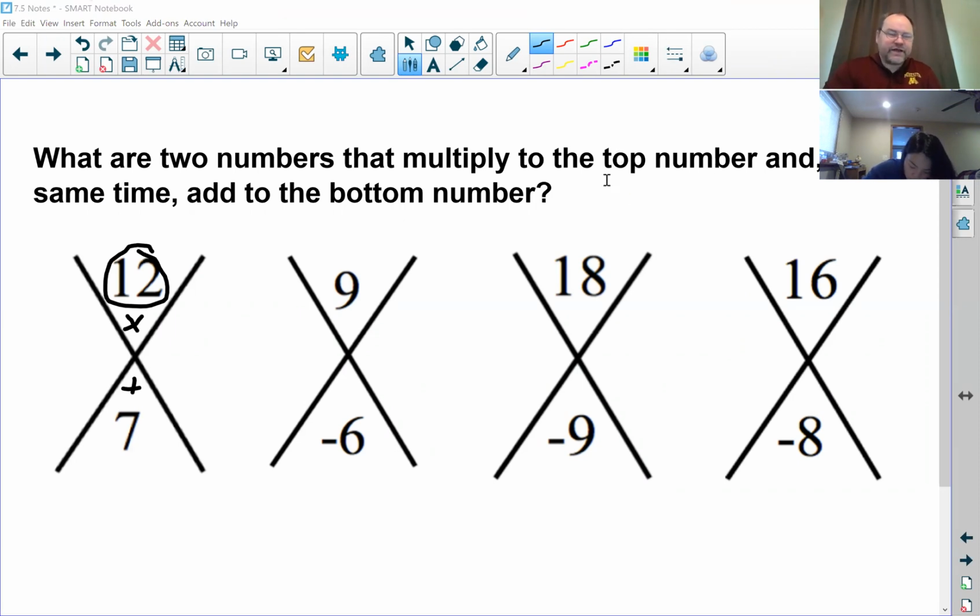All right, exactly. 3 and 4. And again, just to reiterate, it doesn't matter which side you put the 3 on and which side you put the 4 on.